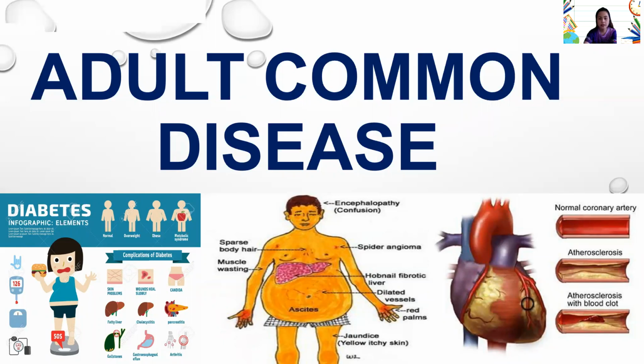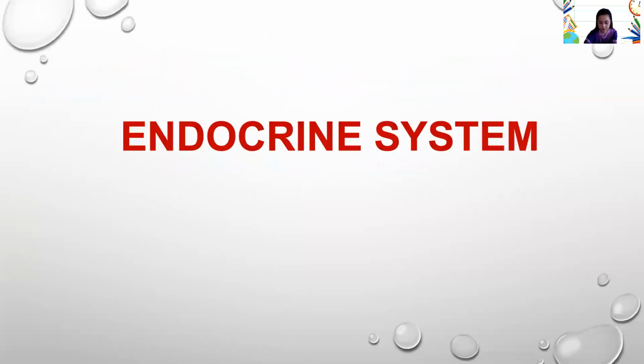Good day to everyone. Now, the topic is all about adult common diseases. So we finished already the childhood common diseases. So now let's take a look at what are those diseases which are common to adult patients. So let's start with the endocrine system.